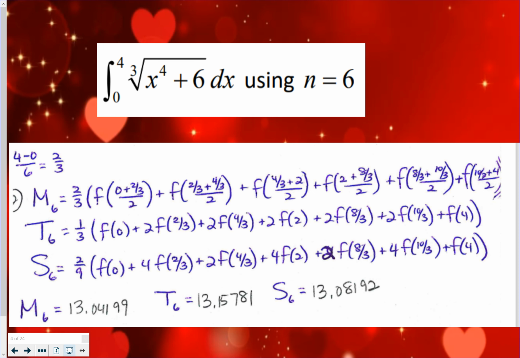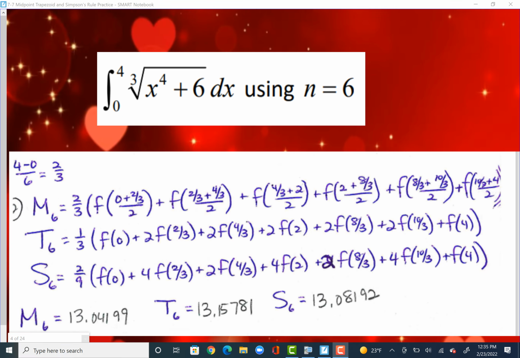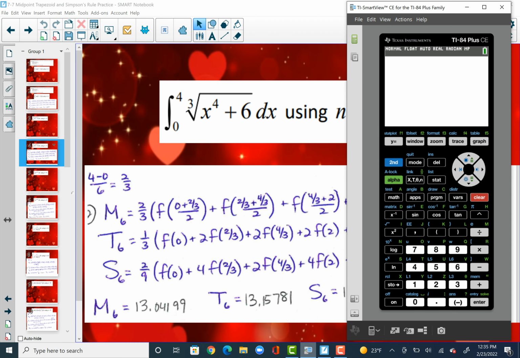Alright, so before I get started, let me get my calculator out so you can see the calculator as well. And what I want to do is I want to be able to plug this into the calculator. So I'm going to first go to y equals, and then on y equals I'm going to plug in the function. So in this case the function is the cube root. So I'm going to go to math. I'm going to go to cube root, which is number 4, and then I'm going to type in x to the 4th, and then plus 6. So I'm going to hit enter.